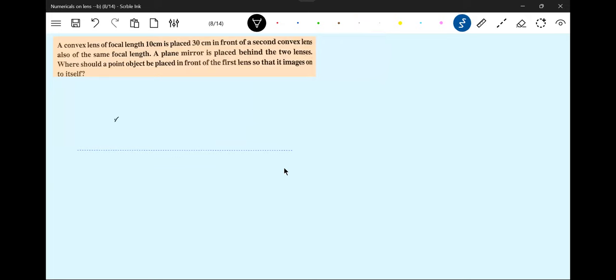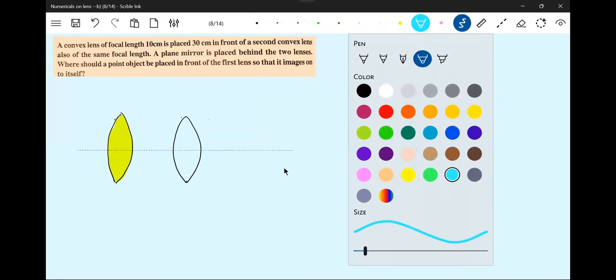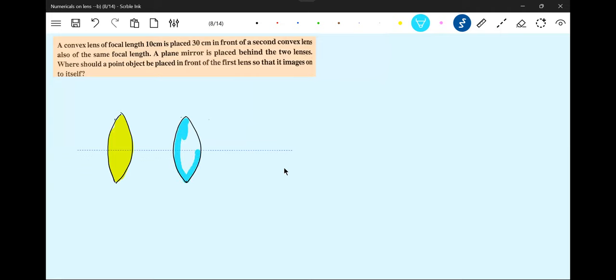A convex lens. This is a convex lens. It's placed in front of another convex lens of same focal length. Focal length will be same. And a plane mirror will come. Where should a point be placed in front of first lens so that it images on itself? It images on itself.